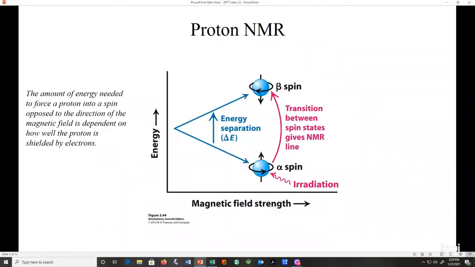Just a simple overview of proton NMR. When samples are put into the NMR, proton spins are aligned with the direction of the magnetic field produced by the magnet. If these protons are bombarded with sufficient energy, they flip to a spin that is opposed to the magnetic field. Then when they relax back to a spin aligned with the magnet, a signal is produced. The amount of energy needed to force a proton into a spin opposed to the direction of the magnetic field is dependent on how well the proton is shielded by electrons.